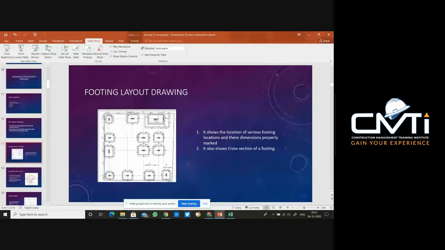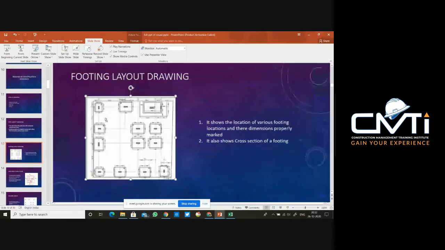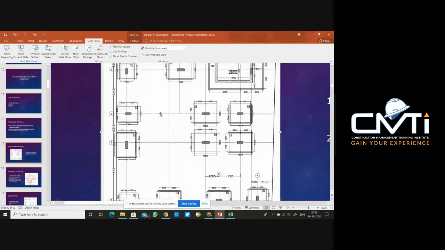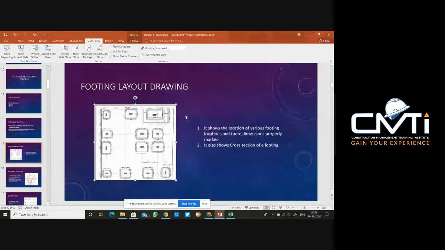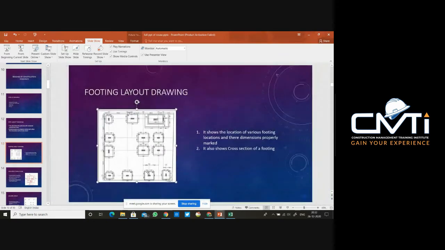So this is important. So the footing layout plan tells us about the location of the footing, its dimensions are properly mentioned here, and its cross section dimension. And also at the bottom of the footing layout there is a cross section of the footing in which we can see the various layers such as the RCC and PCC layers.